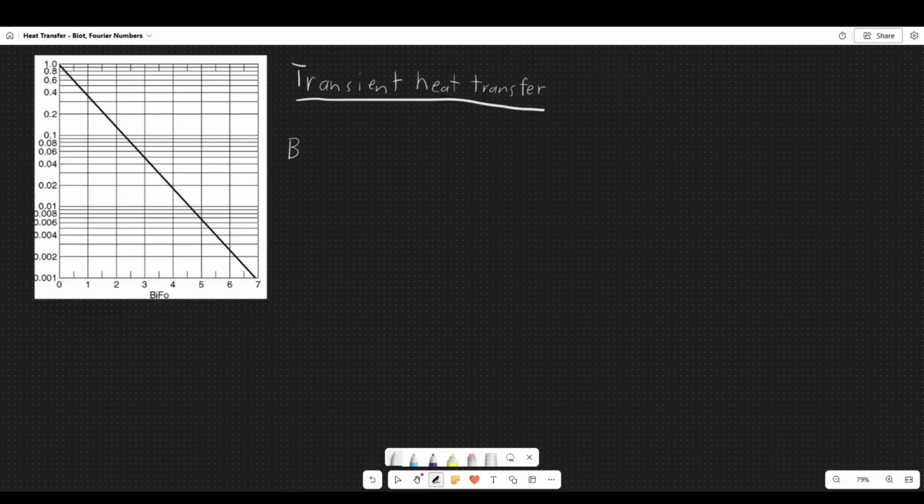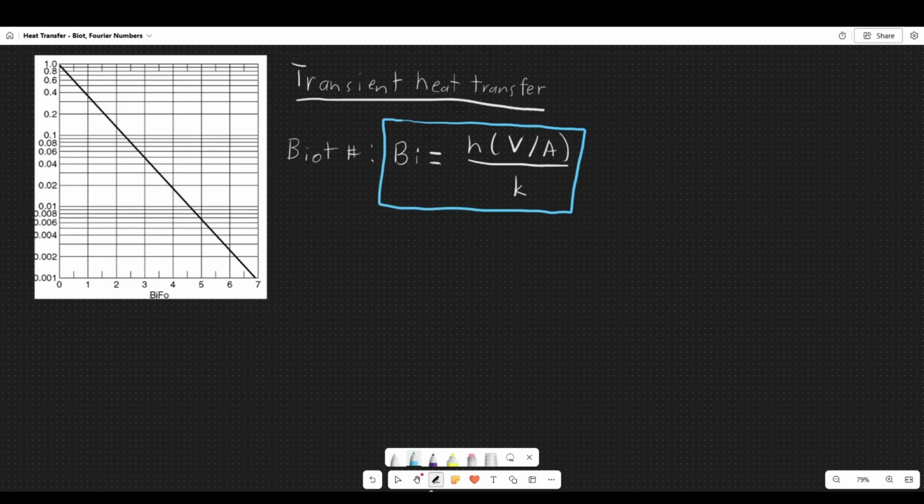So the Biot number, also called just Bi, is equivalent to h times the volume of the object divided by the surface area of the object, divided by k. So you can already see that this is like the beginnings of kind of contrasting the effects of convection versus conduction, right? You can already see that.